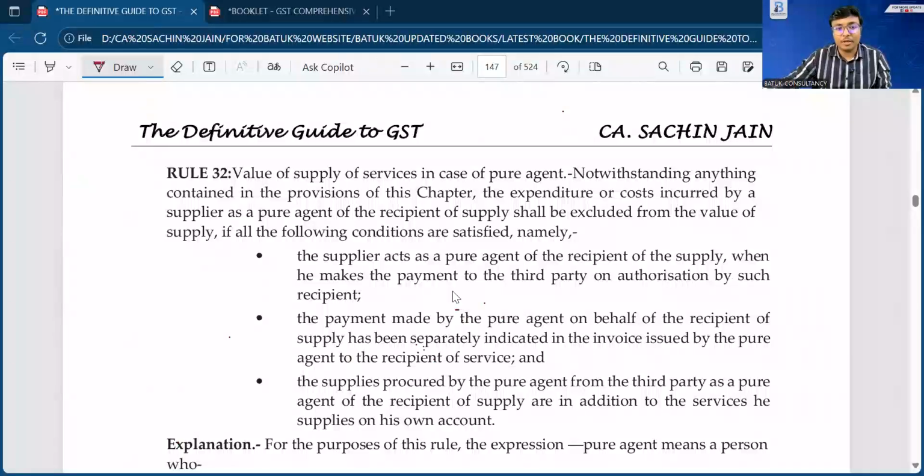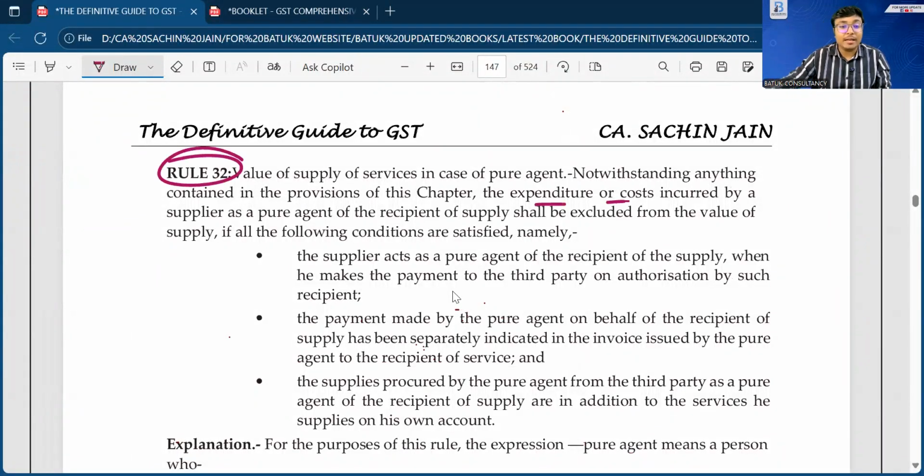You can check the language of rule number 32. The expenditure or cost incurred by a supplier as a pure agent of the recipient of supply shall be excluded from the value. Here they have not mentioned that the amount is on account of only government, not at all. If you are paying to a private agency, the same will also be considered as the amount as a pure agent. Okay.